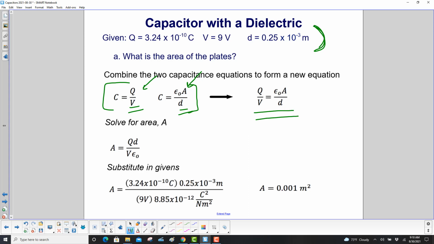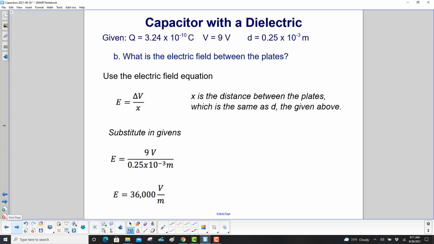Now we want to find A, so we have to solve that equation for A by multiplying both sides by D and dividing by epsilon 0. And we now have the area. Now we just plug in the givens. Here's our charge, here's the distance between the plates, here's the voltage supplied, and here's the permittivity, and we get 0.001 square meters.